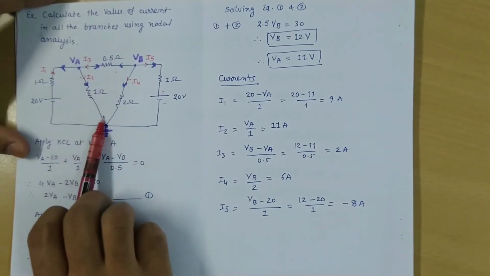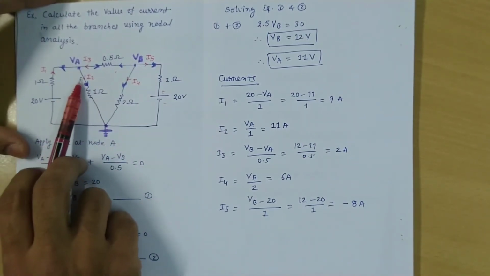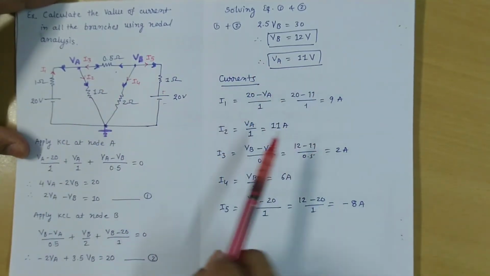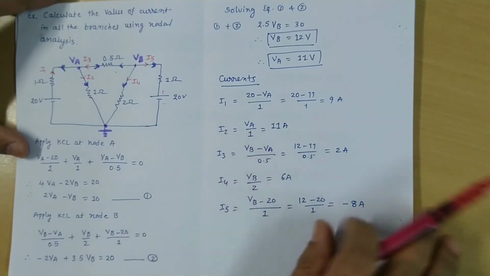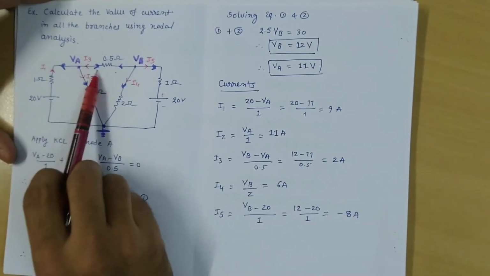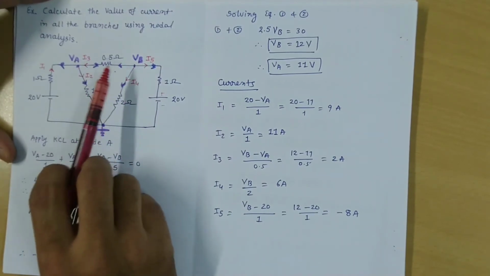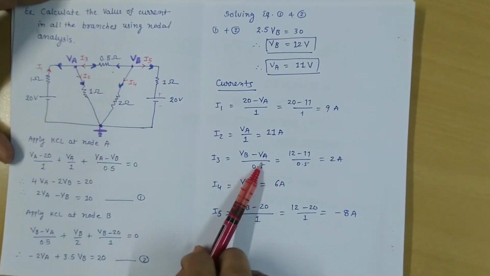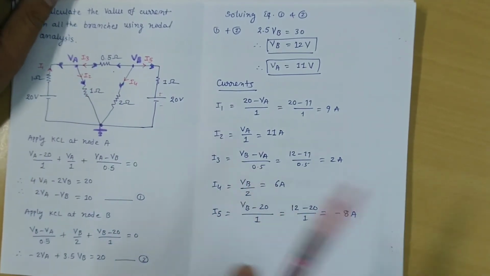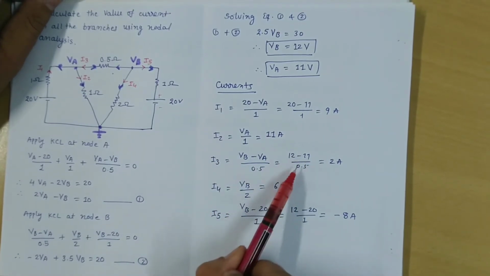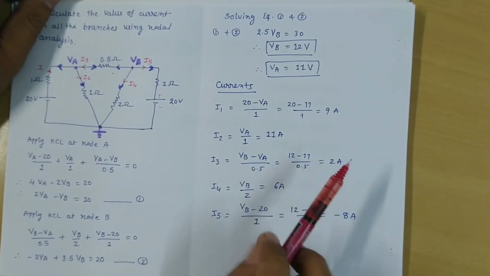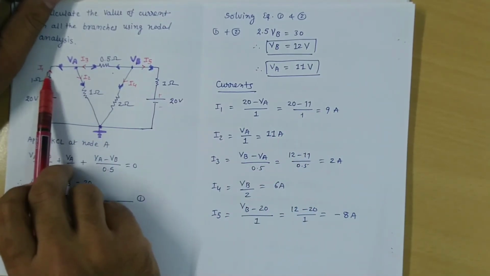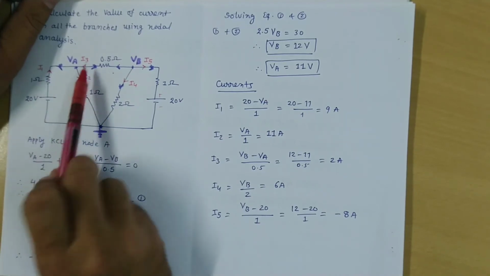Now next is I2. So the value of I2 would be VA minus 0 divided by 1. The value of VA is 11, so we will get VA divided by 1 is equal to 11 ampere. Now I3 is flowing from VB to VA. So we will write like this: I3 is equal to VB minus VA divided by 0.5. So we will get the answer 12 minus 11 divided by 0.5 is equal to 2 ampere. All these answers are positive.